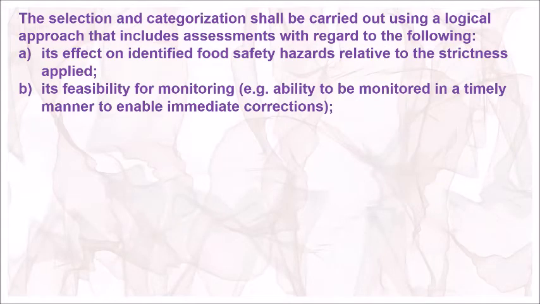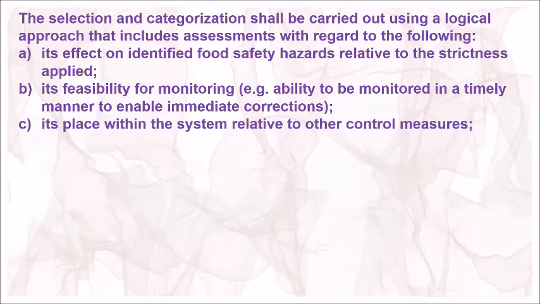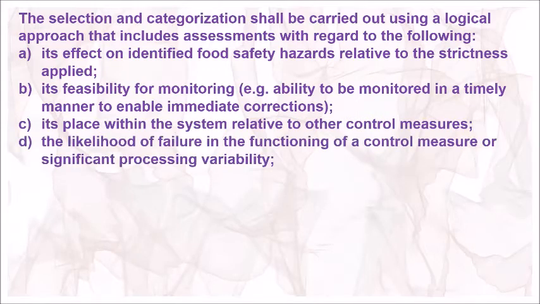So one must be able to monitor what kind of measures you have put in place. It should not be a tedious job. You should be able to record these details in a timely or frequent manner. Its place in the system related to other control measures. There shall be other control measures also involved, and if you're using this, what is its place going to be within your own system, above or below, where it is going to actually fall into the system. The likelihood of failure in the functioning of a control measure or significant processing variability.